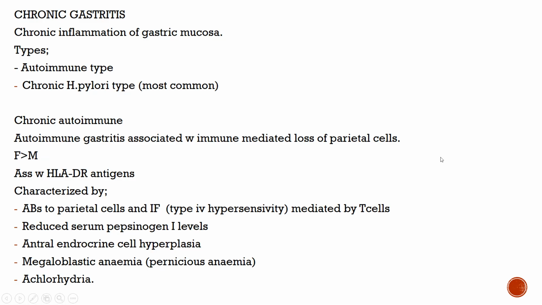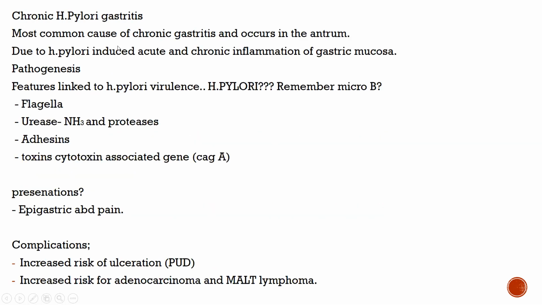So hopefully you got the point. The other type is the H. pylori gastritis, and we said this is the common type, and it occurs in the antrum. It is due to H. pylori induced acute or chronic inflammation, because it can be acute or chronic. Acute, you just get to diagnose it early and then you eradicate it, or it stays for long and then it becomes chronic.